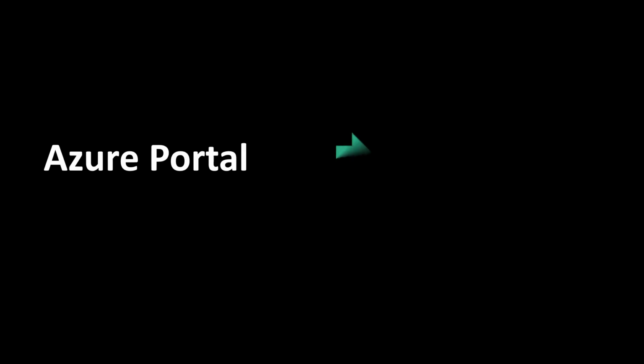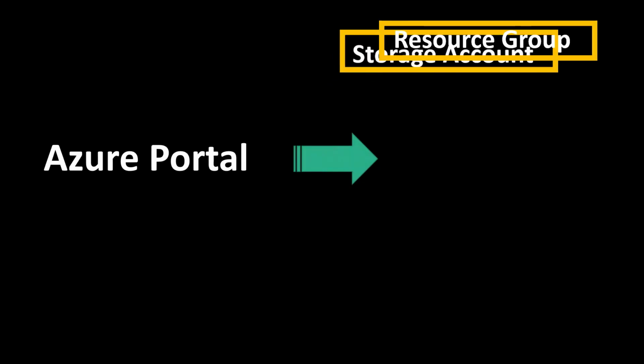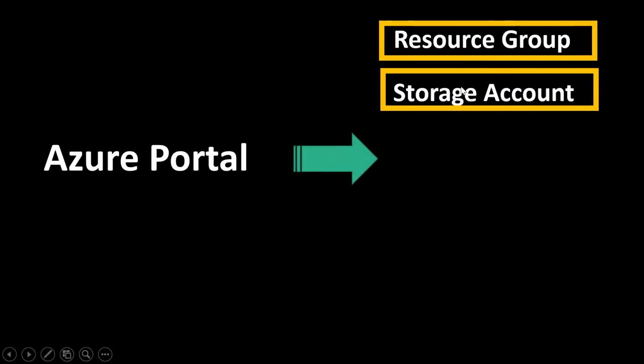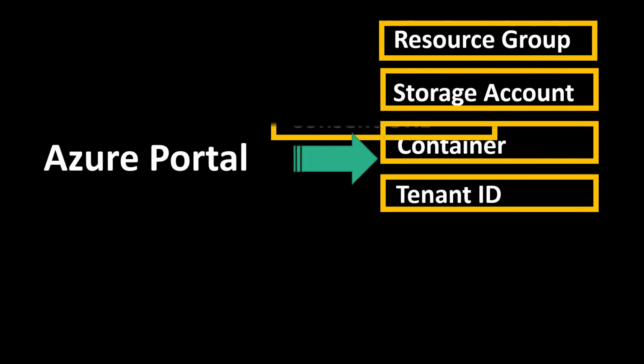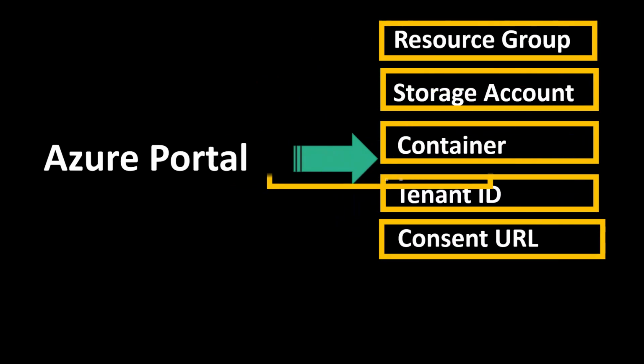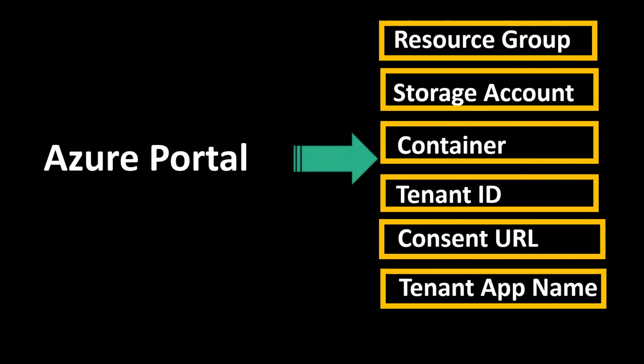So in the Azure portal, you should know how to create a resource group, storage account, and container. How to extract the tenant ID, how to get the consent URL and the tenant app name. These are the prerequisites you need to understand. How to do the consent and how to do the IAM, all these things. So this is in the Azure portal or Azure account.